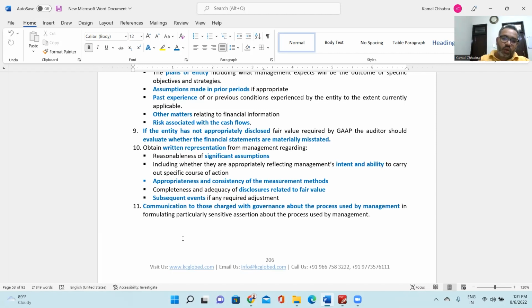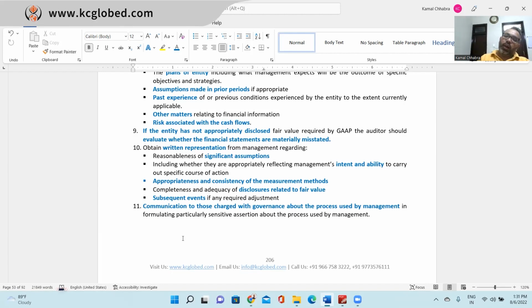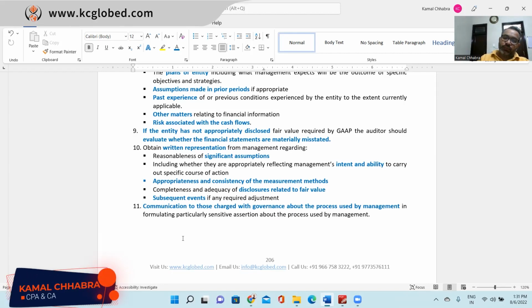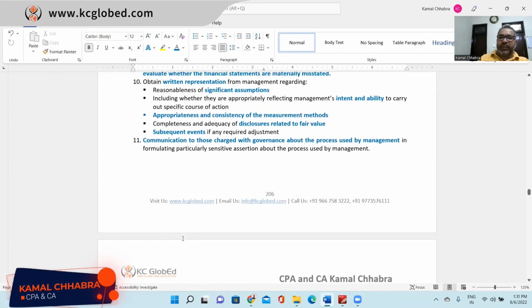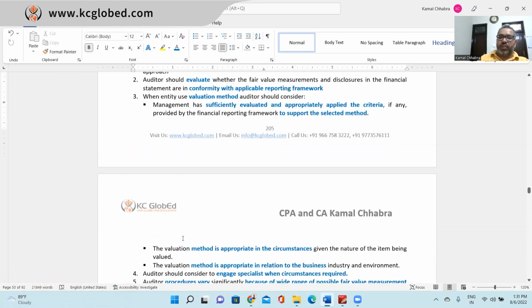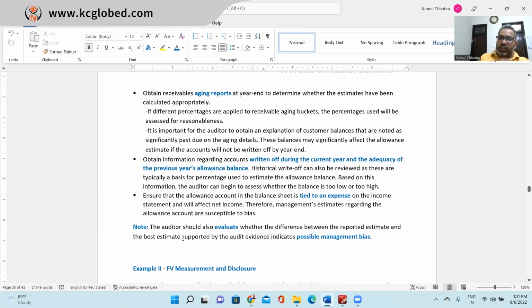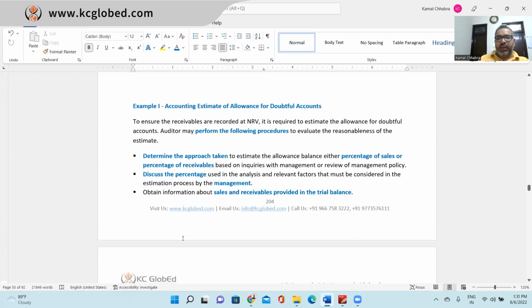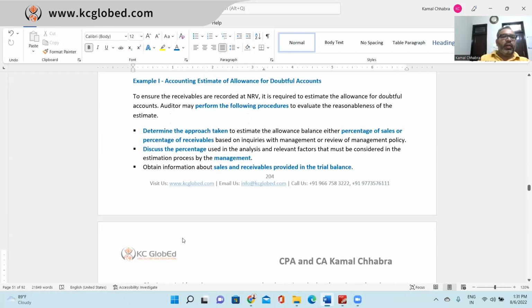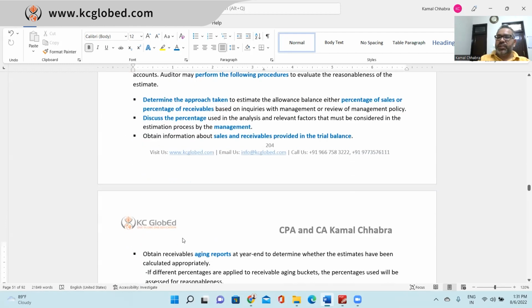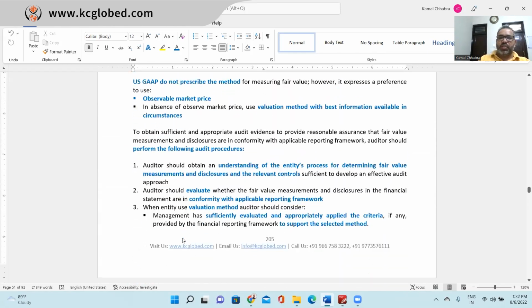Lastly, communicate to those charged with governance about the process used by the management in formulating particular sensitive assumptions. Right? Makes sense? Fair value measurement. So these are two examples I thought might be relevant, and you might get a lot of testing around these two examples in your exams as well.